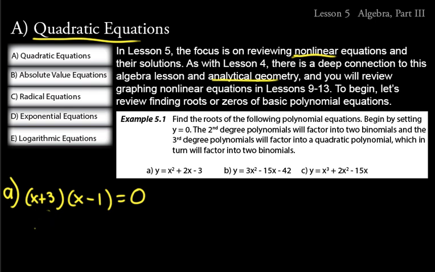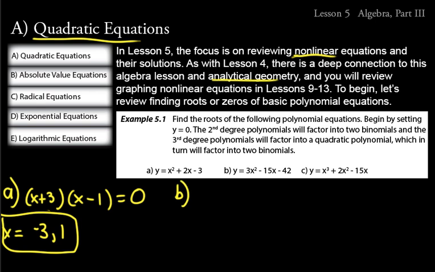So that's all you have to do on these: find the opposites of those constant terms. In x plus 3, minus 3 is the opposite. In x minus 1, plus 1 is the opposite. So x equals minus 3 and 1. Those are the solutions. Those are the roots, also known as zeros.